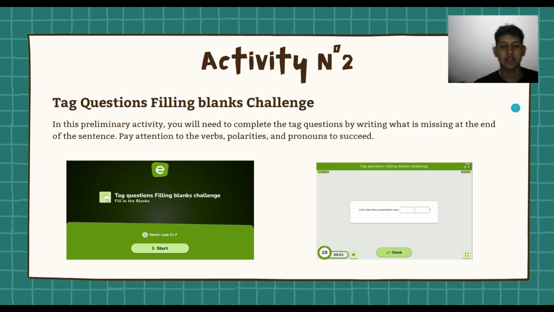And now that we see the basic rules of the tag questions, you're going to do the activity number 2, tag questions fill in blanks challenge. In this preliminary activity, you will need to complete the tag questions by writing what is missing at the end of the sentence. Pay attention to the verbs, polarities, and pronouns.